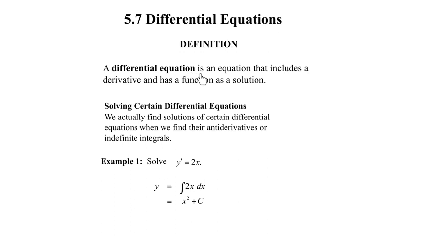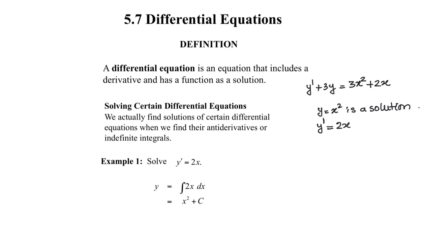A differential equation is an equation that includes a derivative and has a function as a solution. This is an example of a differential equation since it involves the derivative of y. And the function y equals x squared is a solution of this differential equation. If y equals x squared is a solution, then y prime will be 2x, right?